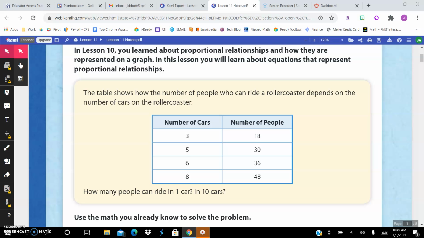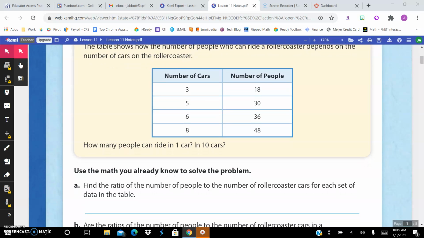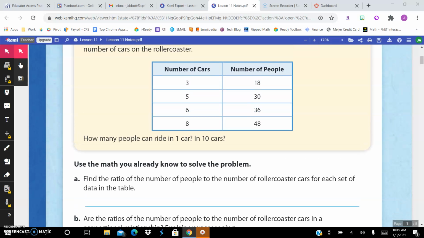So this table here shows us the number of people who can ride in a roller coaster depends on the number of cars on the roller coaster. So how many people can ride in one car and then in 10 cars? There are questions underneath here that we're going to have to answer to get to that. So for part A, it says find the ratio of the number of people to the number of roller coaster cars for each set of data in the table.